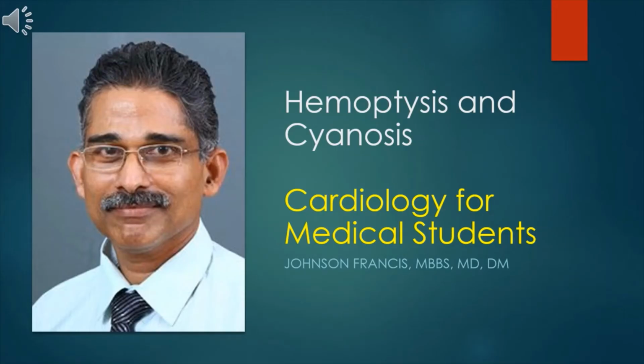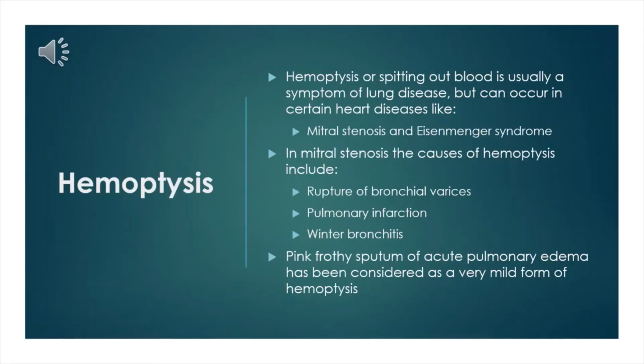In this lecture, we will discuss hemoptysis and cyanosis as part of the Cardiology for Medical Students series. Hemoptysis or spitting out of blood is usually a symptom of lung disease but can occur in certain heart diseases like mitral stenosis and Eisenmenger syndrome. In mitral stenosis, the causes of hemoptysis include rupture of bronchial varices, pulmonary infarction, and winter bronchitis. Pink frothy sputum of acute pulmonary edema has been considered as a very mild form of hemoptysis.